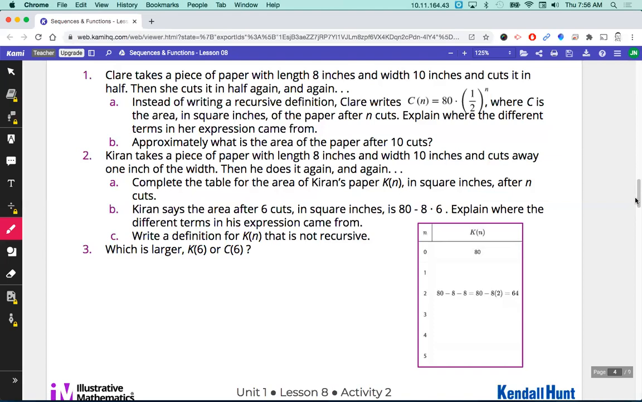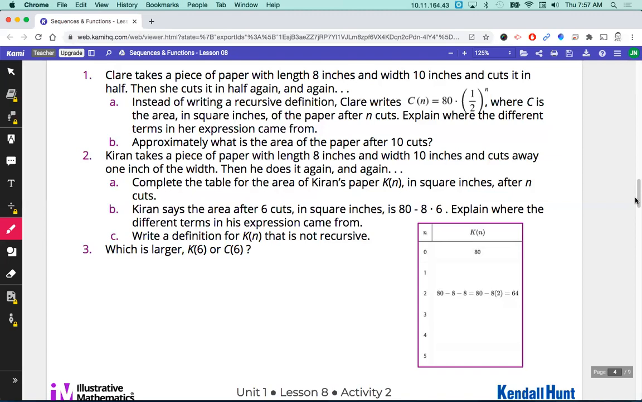And we can keep cutting it in half until we get to, again, I think this one we're trying to figure out what's the area gonna be after 10 cuts. And we can figure that out, right? Instead of writing a recursive definition, Claire writes C of n equals 80 times 1/2 to the nth power. And that's kind of small, I apologize. Where C is the area in square inches of the paper after n cuts. Right?